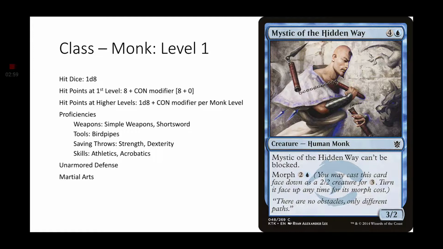For your proficiencies, you get simple weapons and short swords. Tools, grab bird pipes, which is just another pan flute, basically. For saving throws, you have Strength and Dexterity. For your skills, grab Athletics and Acrobatics. You get the features Unarmored Defense and Martial Arts.